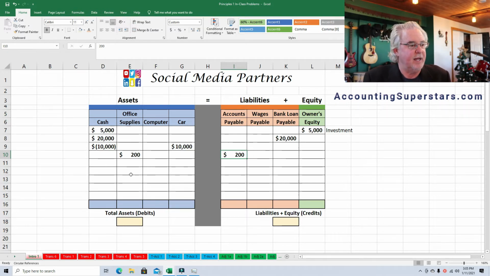It all balances. Hey, let's suppose that the owner also needs a computer. So the owner goes to Best Buy and buys a $2,000 computer.